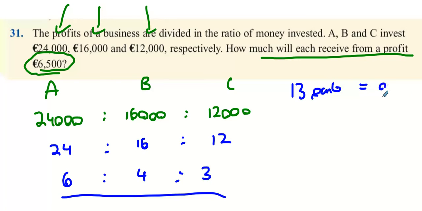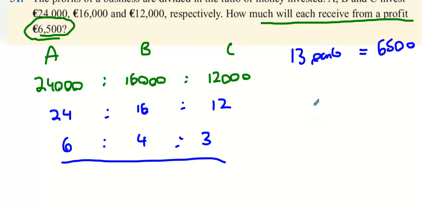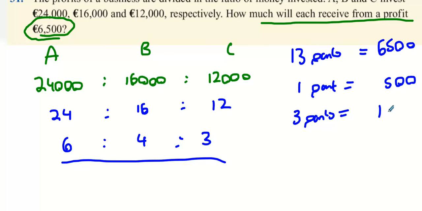13 parts is 6,500. Okay, so what is 1 part? Well, 13 into 65 goes 5 times, so 1 part is 500. Then 3 parts is going to be 3 multiplied by 500, which is 1,500. That's for C. And then for B, we want 4 parts. So 4 times 500 is 2,000.